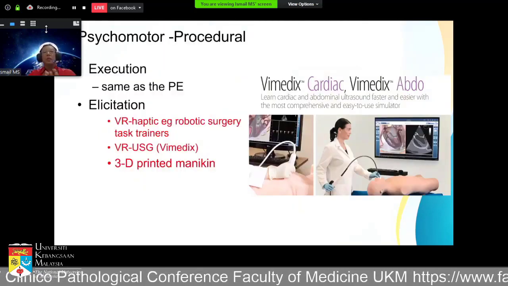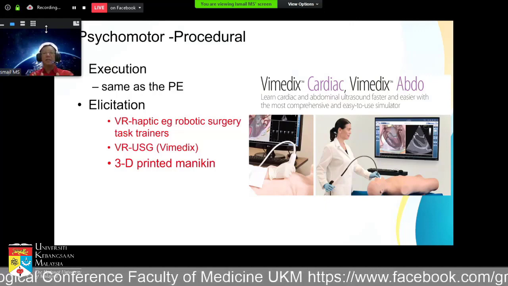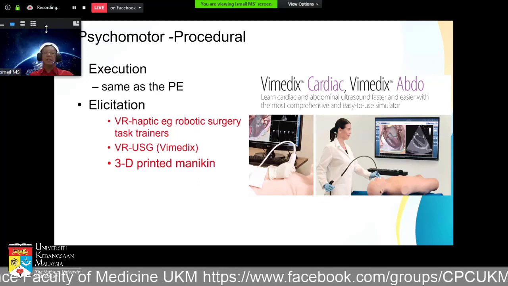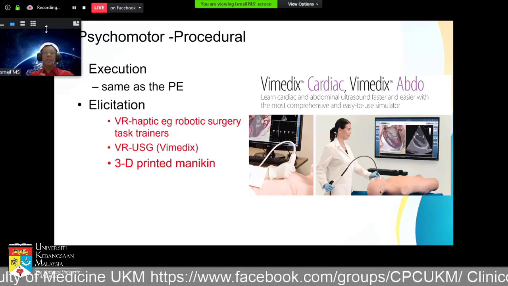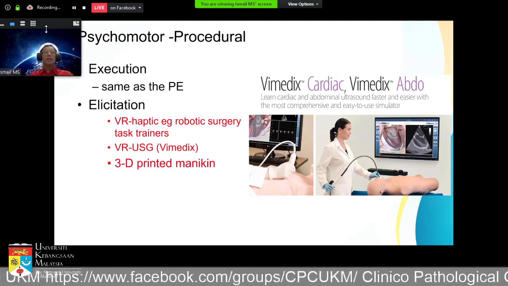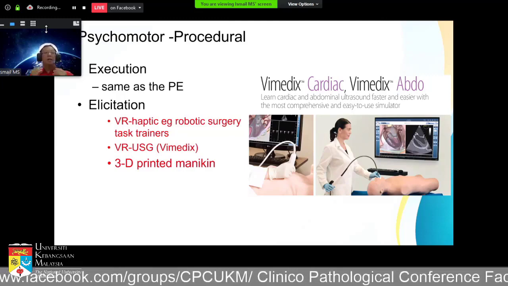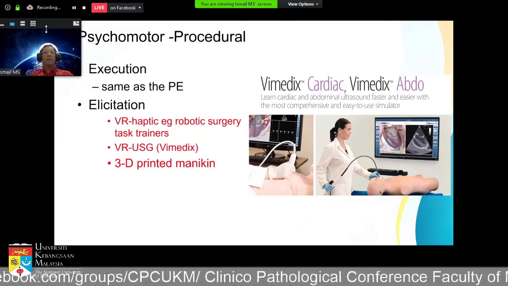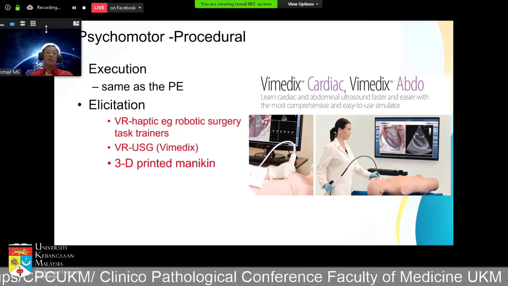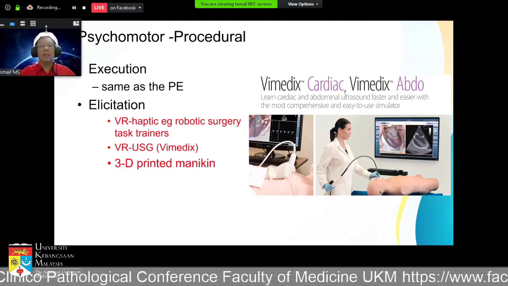For psychomotor, in terms of procedural skills, I think the execution is the same as the physical examination. It can be done, you follow the steps, but for the elicitation, again, this is something about how they perform, and how you can elicit whether they do the procedures correctly. Again, you need maybe a lot of 3D printed mannequins. You can use VR, haptic, for example some robotic surgery, which I know medical students don't do, or some VR ultrasound. And maybe ultrasound is one of the ways of the future.